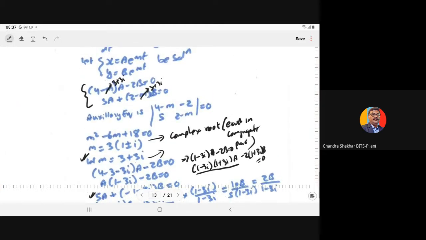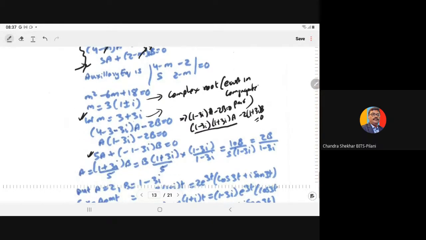Or you can just take the second equation: 5a minus (1 minus 3 iota) b is equal to 0. By both methods you will get the same thing. So a is equal to (1 plus 3 iota) b upon 5, or after multiplying with the conjugate, a is equal to 2b upon 1 minus 3 iota. By any method you compute, you get the same relation: a is equal to 2b upon 1 minus 3 iota.